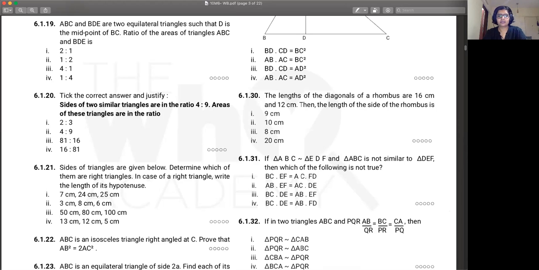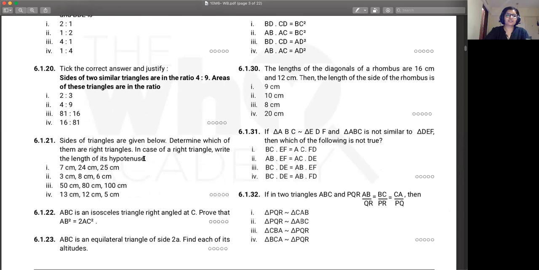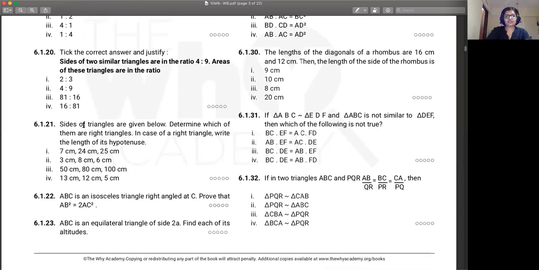Okay. Next. Mihika के बाद कौन है? Murtaza. Murtaza, question number 21. Sides of triangles are given below. Determine which of them are right triangles, and in case it's a right triangle, which one is the hypotenuse? Just do the first one. It is a right angle triangle, and the hypotenuse is 25 centimeter. Very good. How did you figure out that it is a right angle triangle? Because 7 square plus 24 square gives us 25 square, which is 625. Very good. Cool.